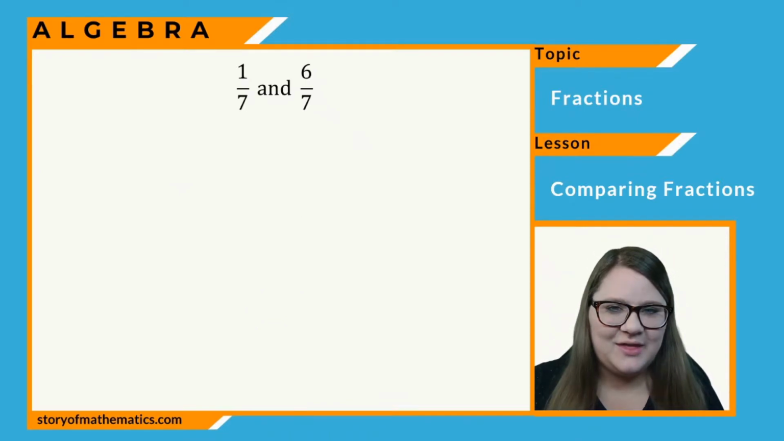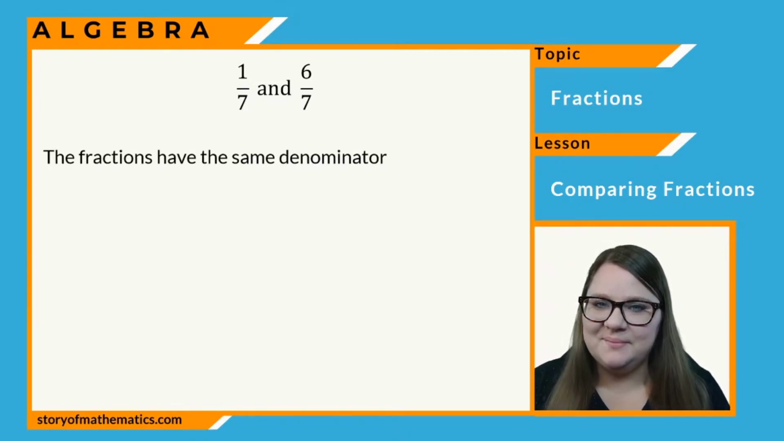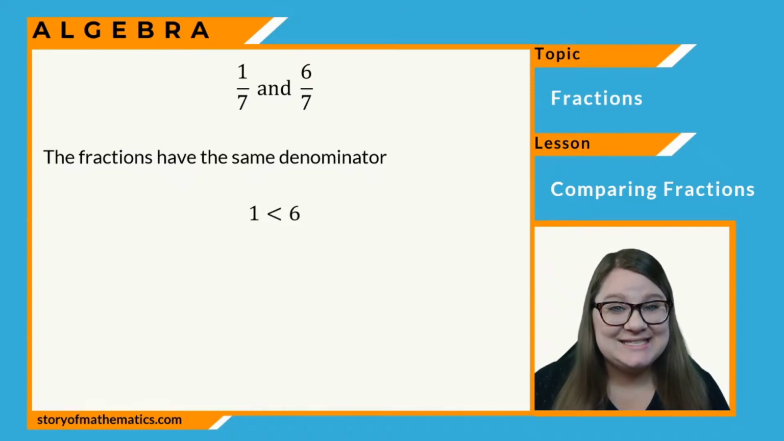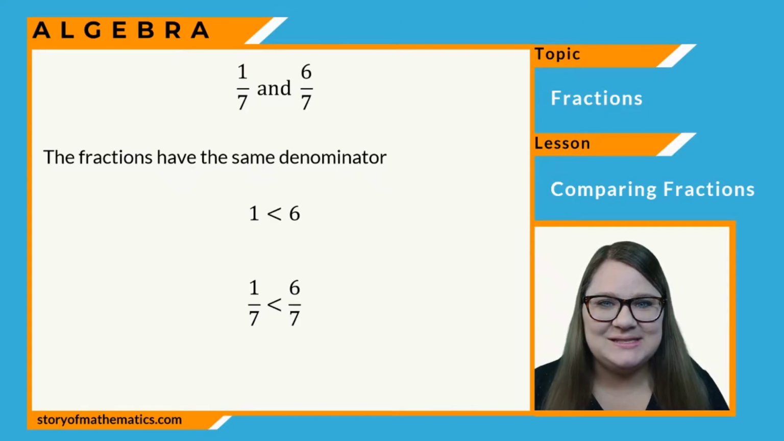Okay, let's try one more like that. 1/7 and 6/7. Well, same denominator again, check that always. And I see that 1 is less than 6. So that means that 1/7 is less than 6/7.